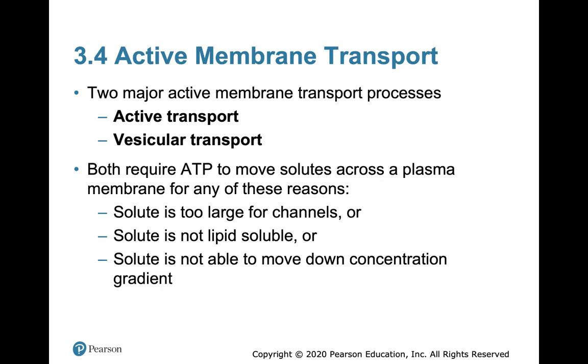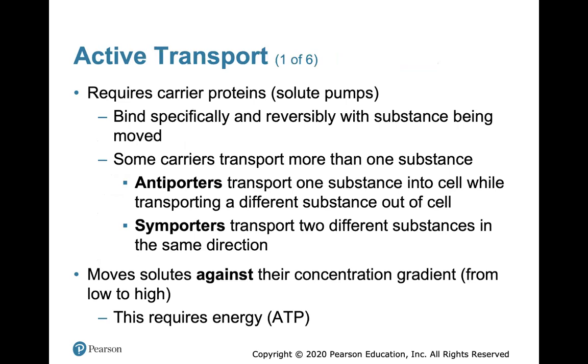So for example, if we want to get a solute particle or a substance to move against its concentration gradient, so move back into an area of higher concentration, it requires active transport. So active transport requires carrier proteins or pumps. Some carriers transport more than one substance at a time, and an antiporter transports one substance into the cell while transporting a different one out. A symporter transports two different substances in the same direction, and both will move solutes against their concentration gradient, so an area from low to high concentration.